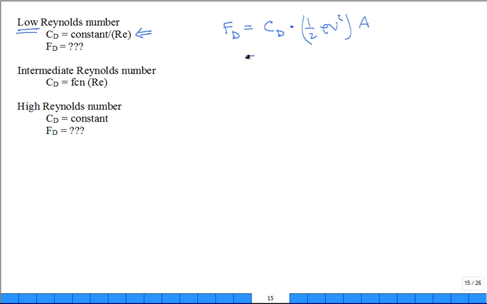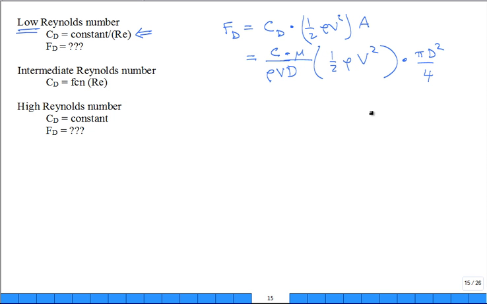Okay, let's do this. If it's a constant over Reynolds number, rho v, let's work with the length as d. D or L, which one do you want? D for diameter, L for length. Let's work it with D, mu. All right, times 1/2 rho v squared times, now for our projected area on a sphere of some diameter d, pi d squared over 4.